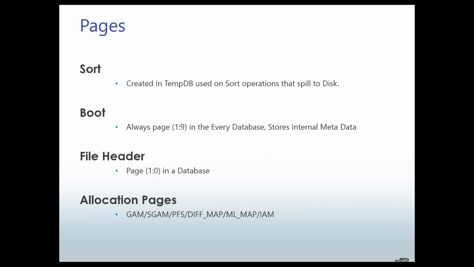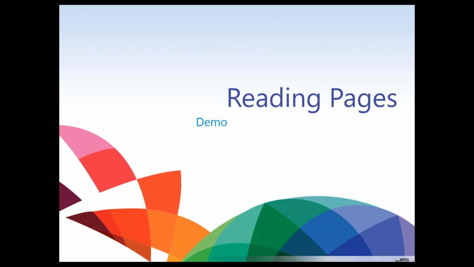Allocation pages: we have GAM pages, SGAM pages, PFS pages, diff map, ML map, and IAM pages. And we're going to go into those just a bit more in a moment. So next up, because we've covered pages, the important thing about pages is understanding the different types of pages that we have in our database.